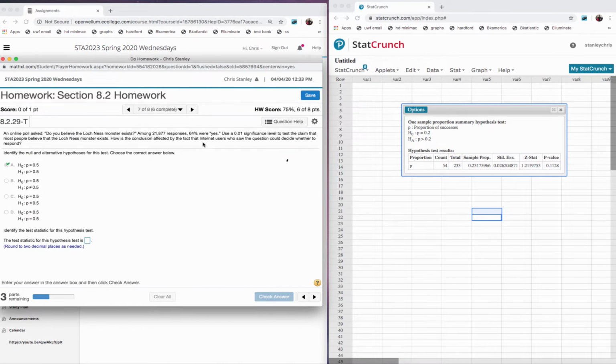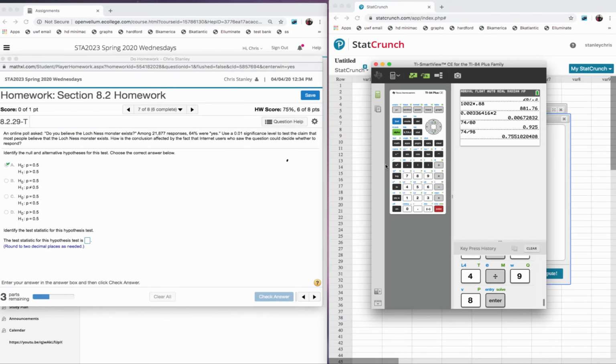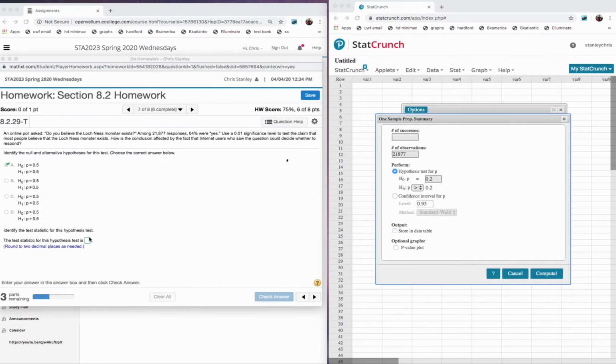Okay, so now we need to run the test. They had 64% say yes out of this many people. Okay, the number of observations is 21877. Now this is going to be out of those people, how many said yes? Not what percent said yes, how many said yes. So you do 21877 times 0.64, and then you just round to your nearest whole. So 14,001.